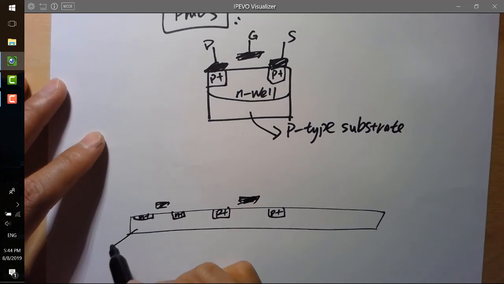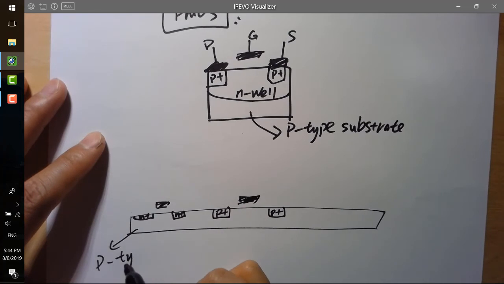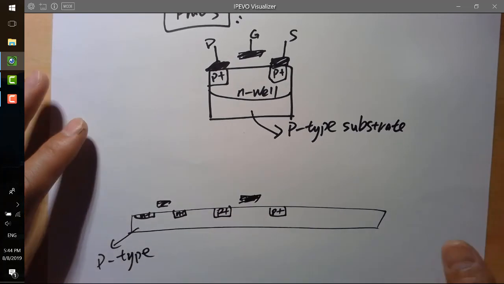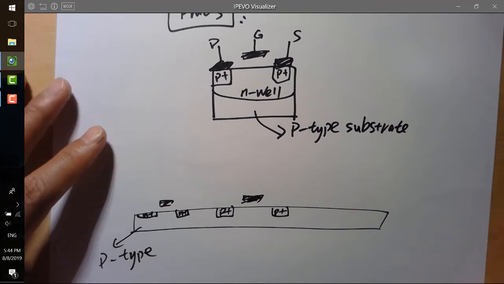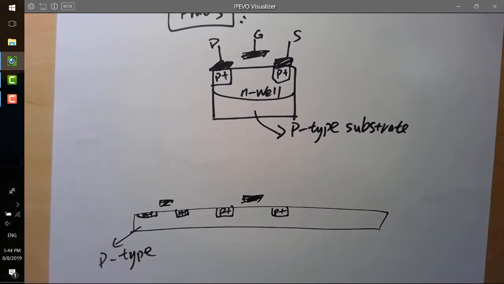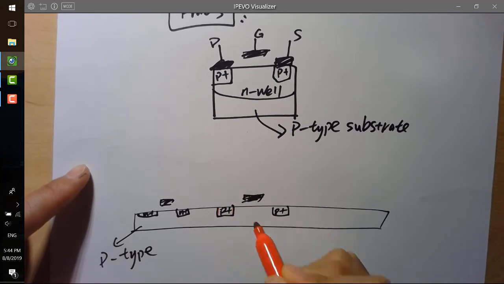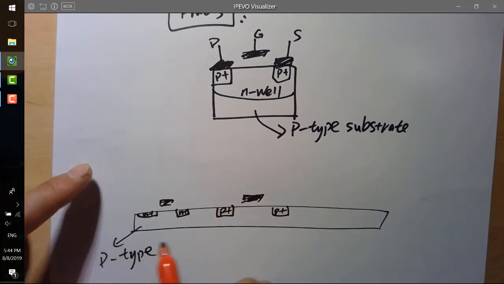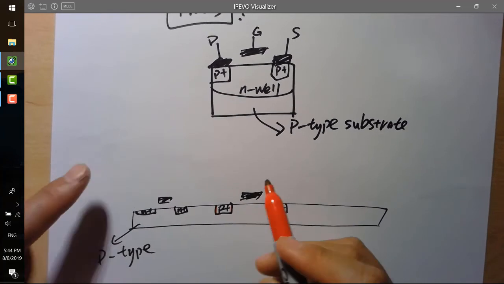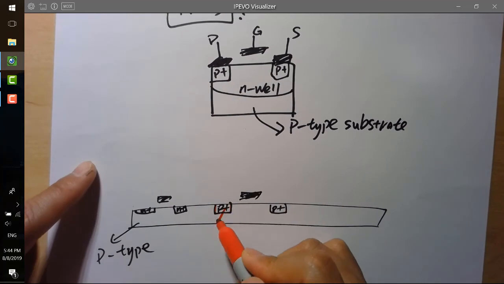But you have a P-type substrate, they're sharing the same substrate. So here's the problem. If you have a P-type terminal here for source or drain, but you have a P-type substrate as well, you are making these two parts shorted.